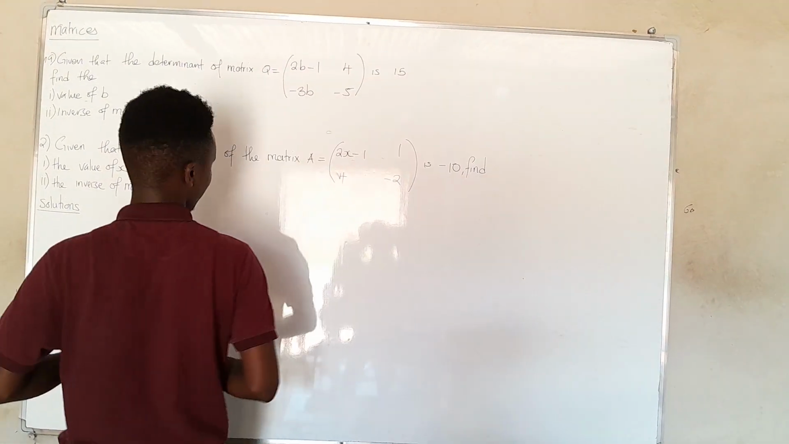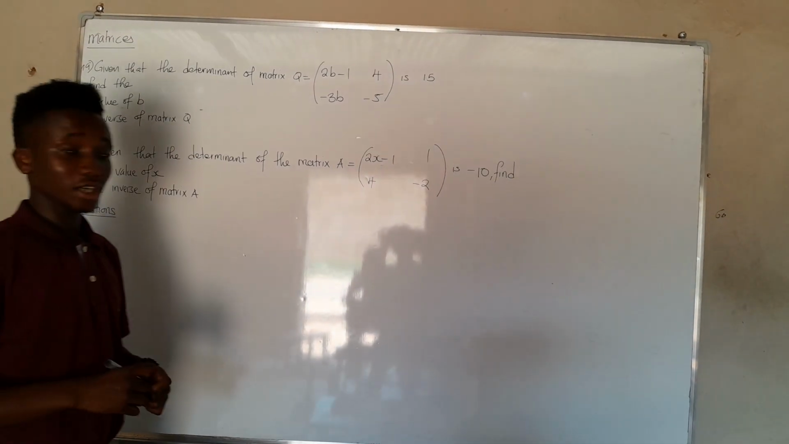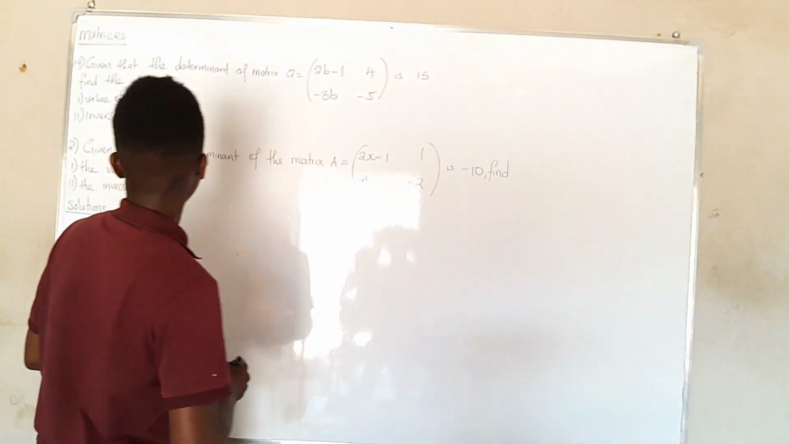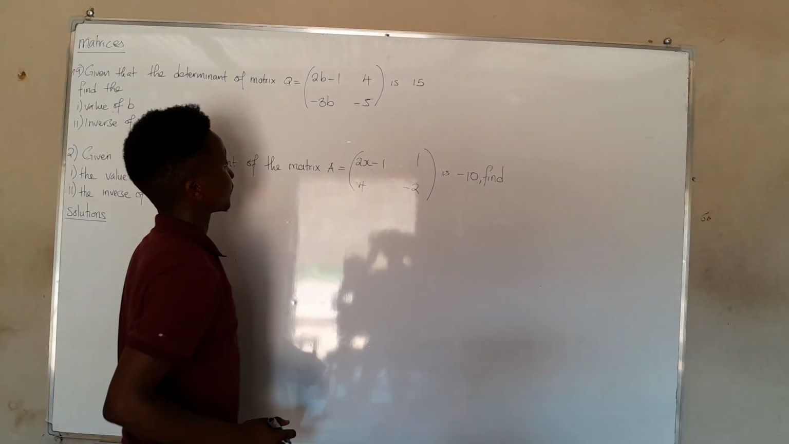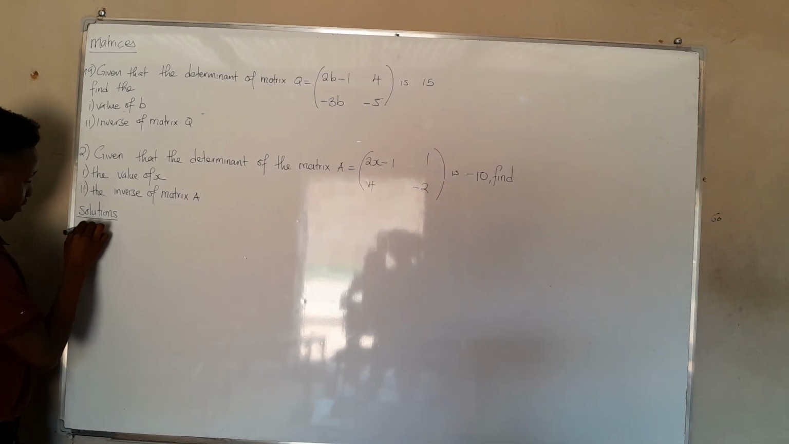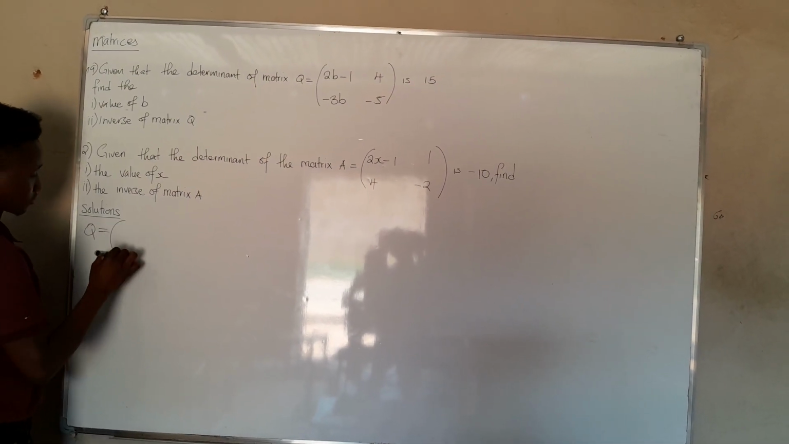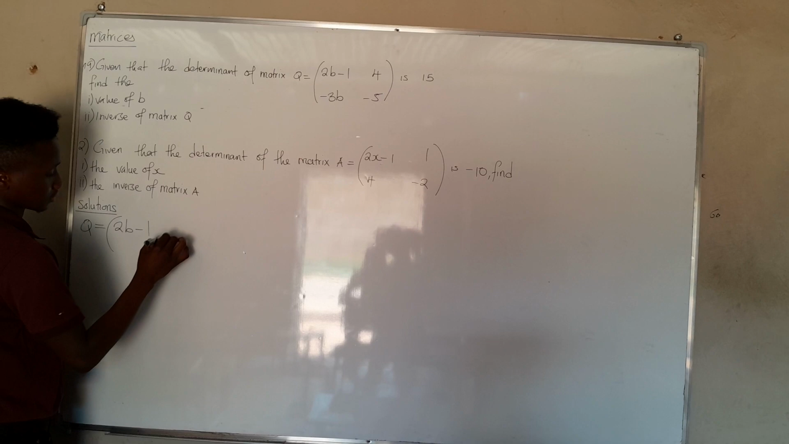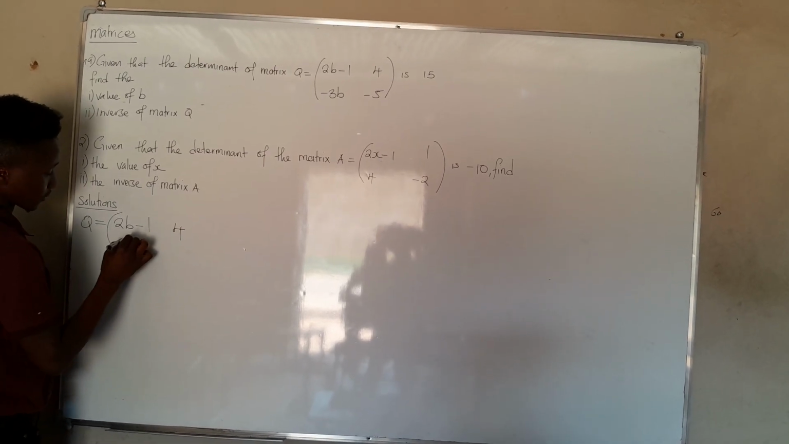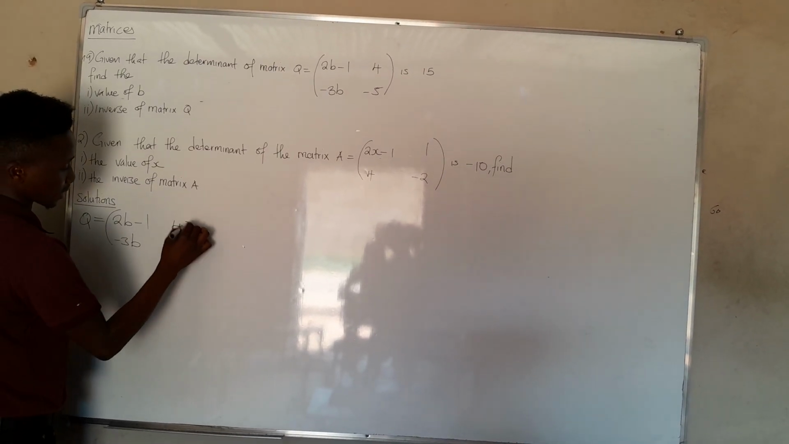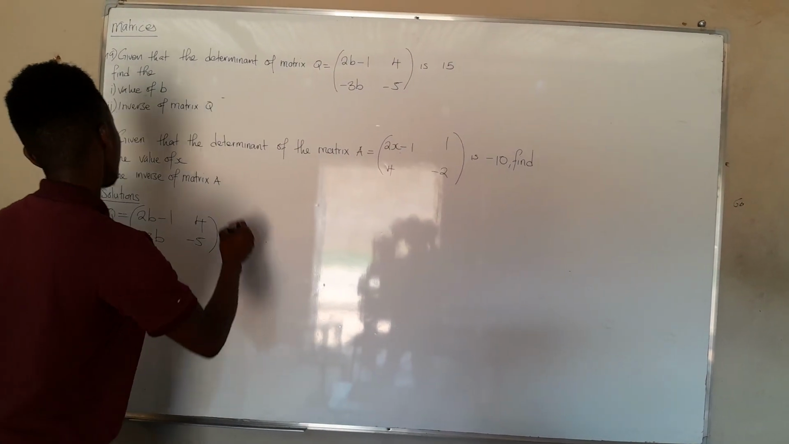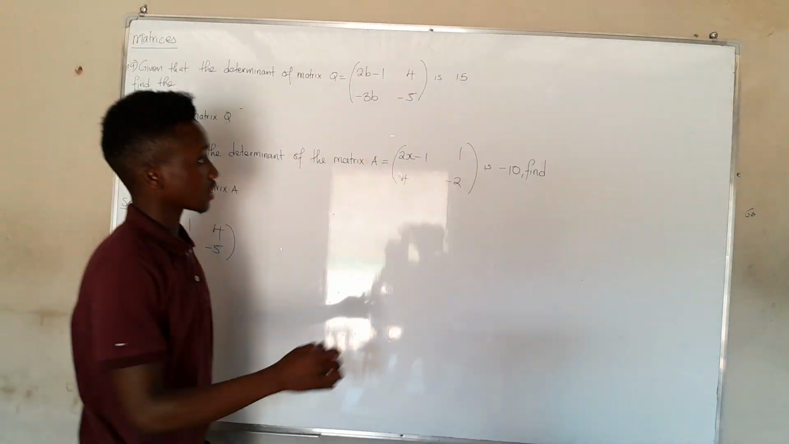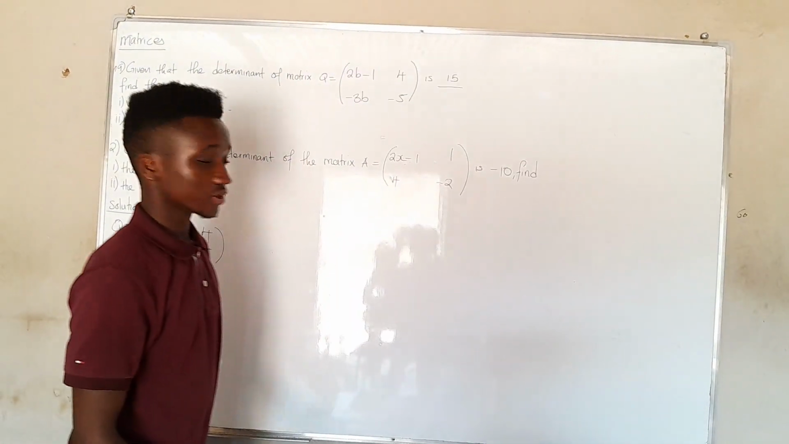So we continue with our lesson on matrices as we were doing before. We're told that the determinant of matrix Q is 15. I'm going to write matrix Q here. Q is equal to 2b minus 1 and 4, negative 3b and negative 5. Then from there, I'm mandated to find the value of b, given that the determinant of matrix Q is 15.